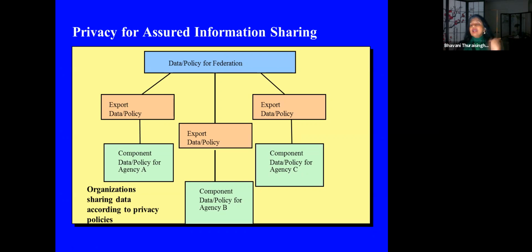Now, if you look at one of the earlier presentations on cloud-centric assured information sharing, I actually talk about our actual design and implementation of the system.